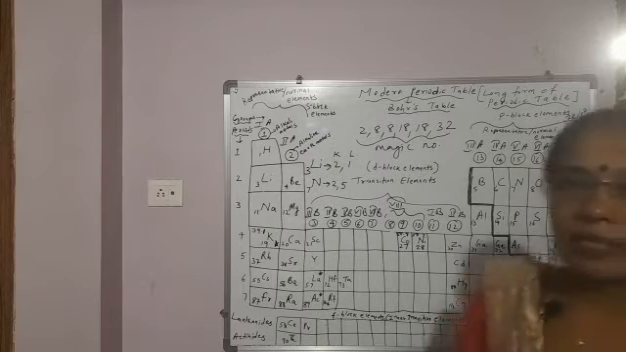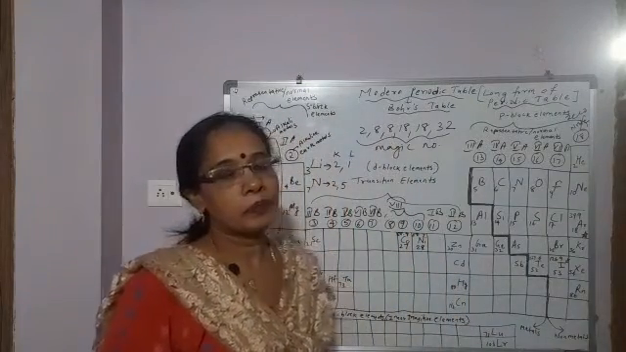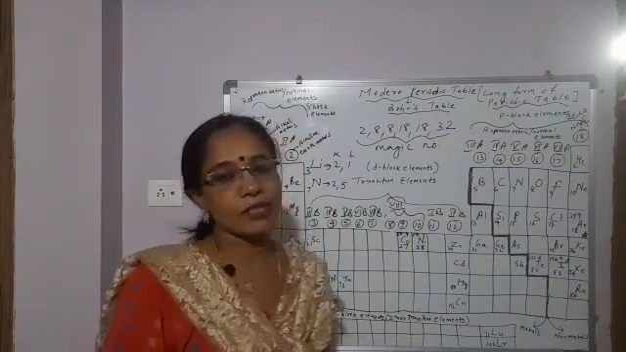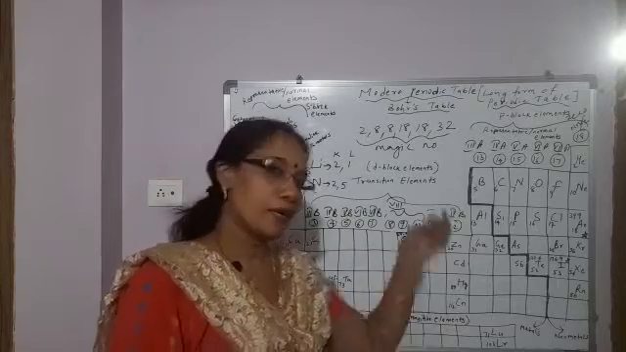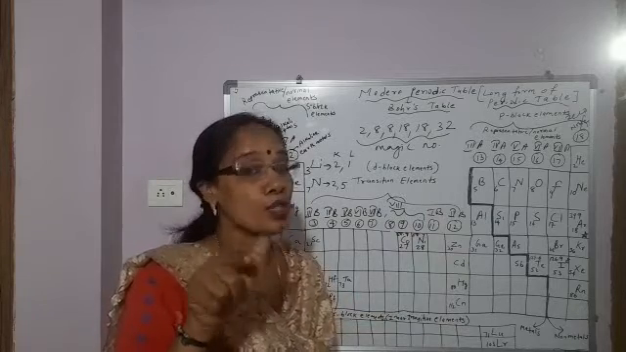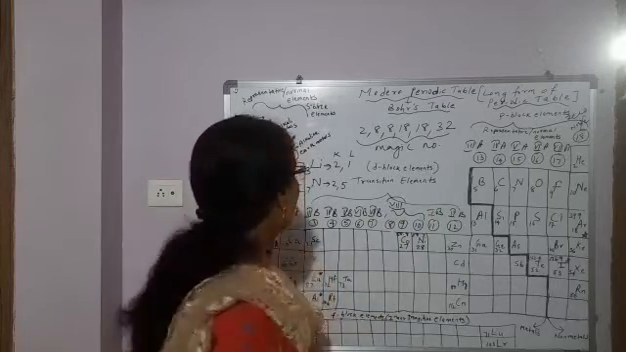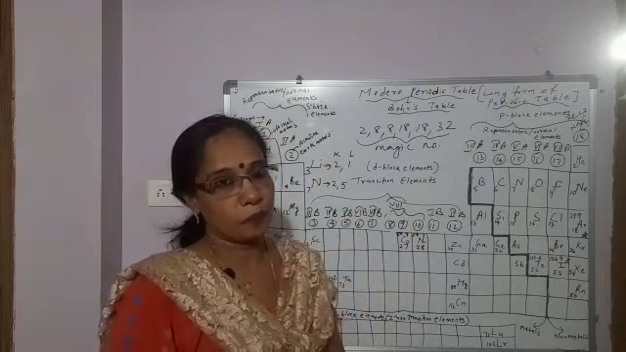Now students, next we'll discuss the disadvantages of the modern periodic table. One main disadvantage is that the position of isotopes is still anomalous. In Mendeleev's periodic table, the position of hydrogen was also anomalous, and it is still anomalous in the modern periodic table, not fixed.